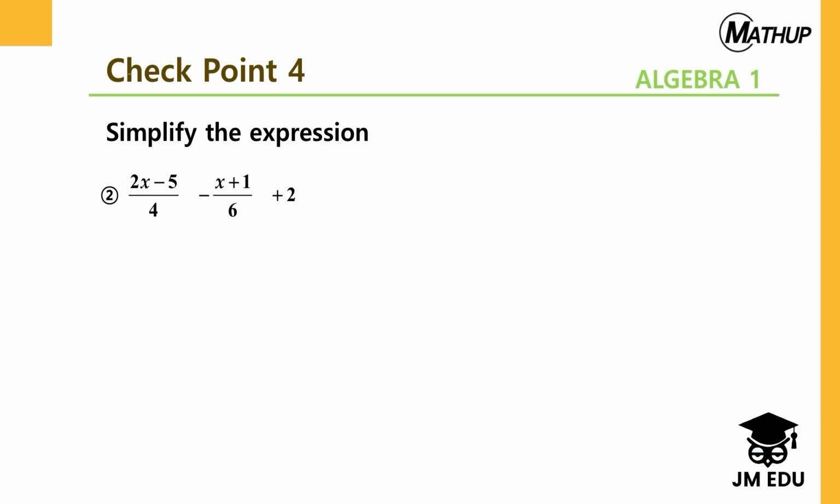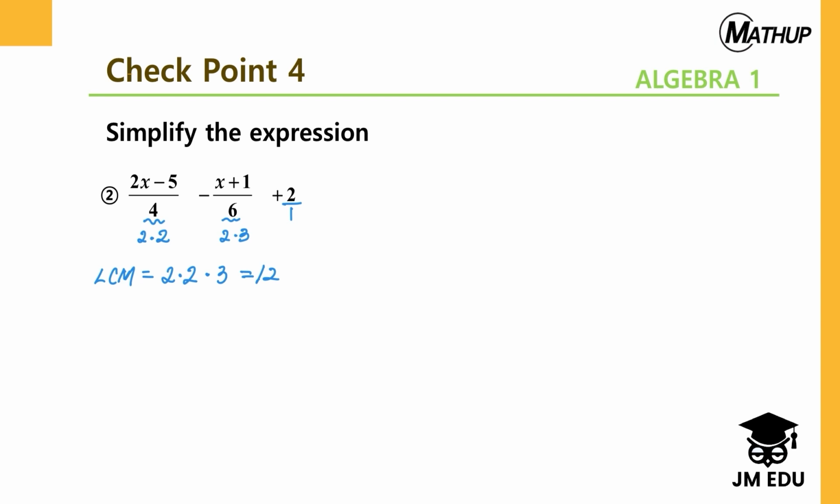For number 2, let's find the common denominator. In this case, denominator 4 is 2 times 2. This denominator 6 is 2 times 3, right? 2 we can just write as 2 over 1, so the denominator is 1, right? So the least common multiple is equal to, we have two 2's here, so we must have two 2's. And we have 1, 3 here. So times 1, 3. So that is equal to 12, right?